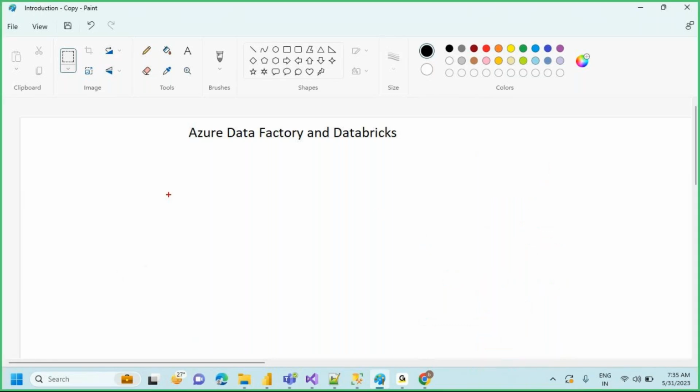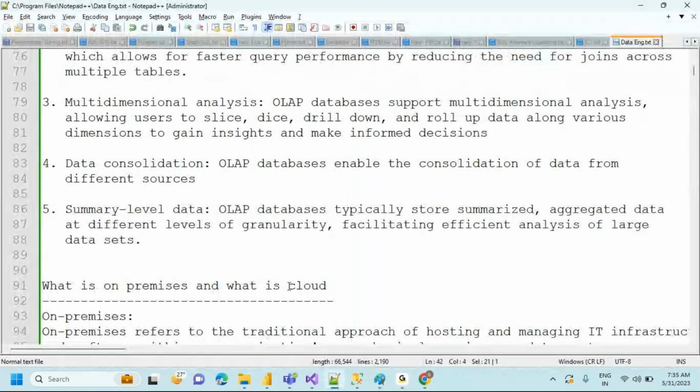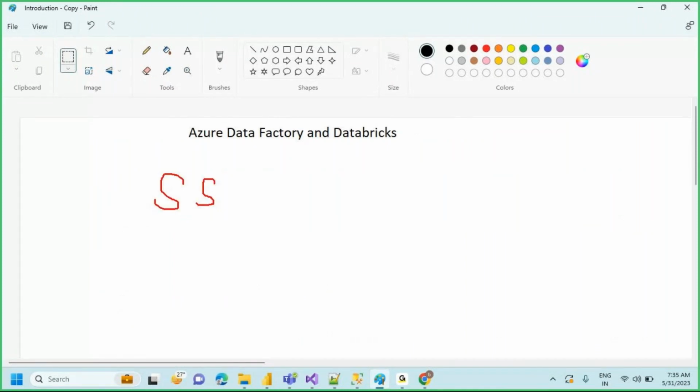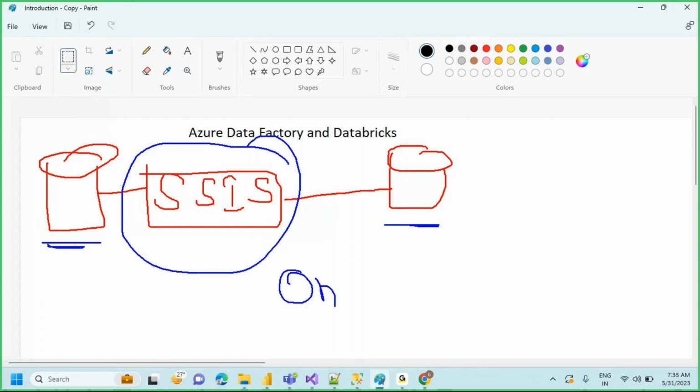So now, I have data in the data source. I want to move data from one place to another place. In my current project, just imagine, I'm using SSIS to move data from the OLTP system to the OLAP system. Just imagine, this is on-premise. This database is on-premise, this database is also on-premise, and the development is also on-prem.